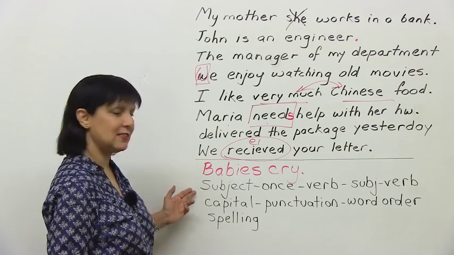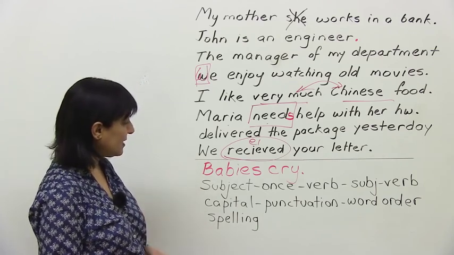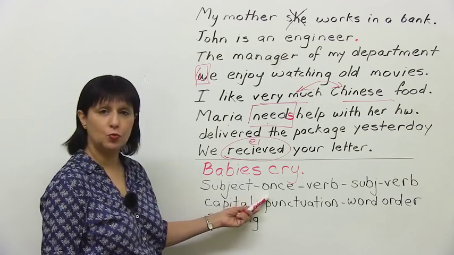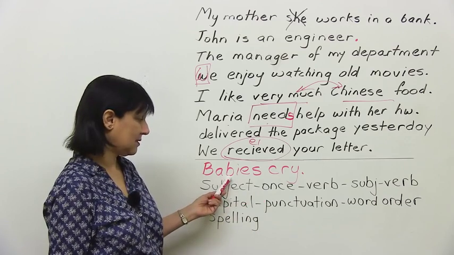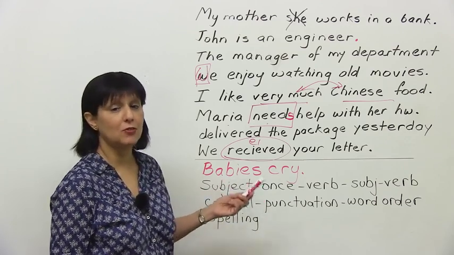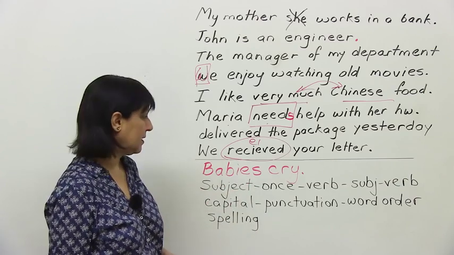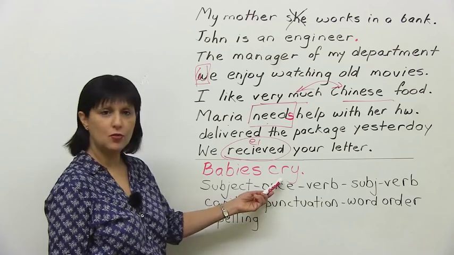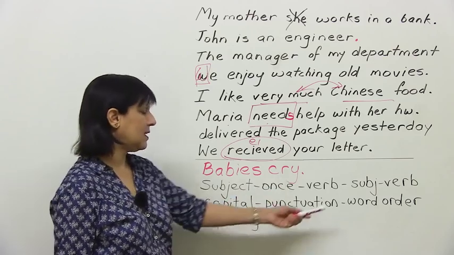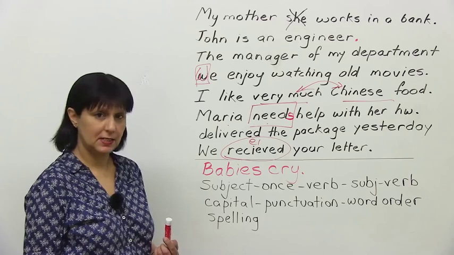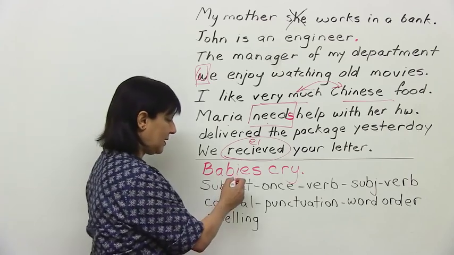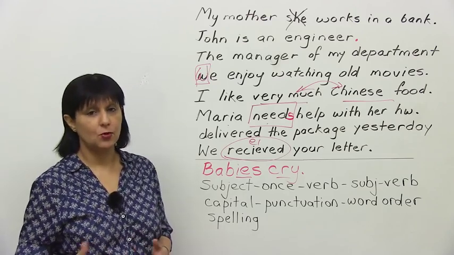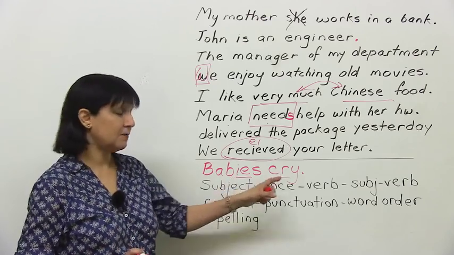So, an English sentence has to have a subject. The subject in this sentence is babies. An English sentence has to mention the subject once. Here, it's only mentioned once. We don't say babies, they cry. We just say babies cry. And a sentence has to have a verb. What's the verb in this sentence? Cry. A sentence has to have subject-verb agreement. So, in this case, we said babies cry. It's correct. We didn't say babies cries or anything like that. There is subject-verb agreement.